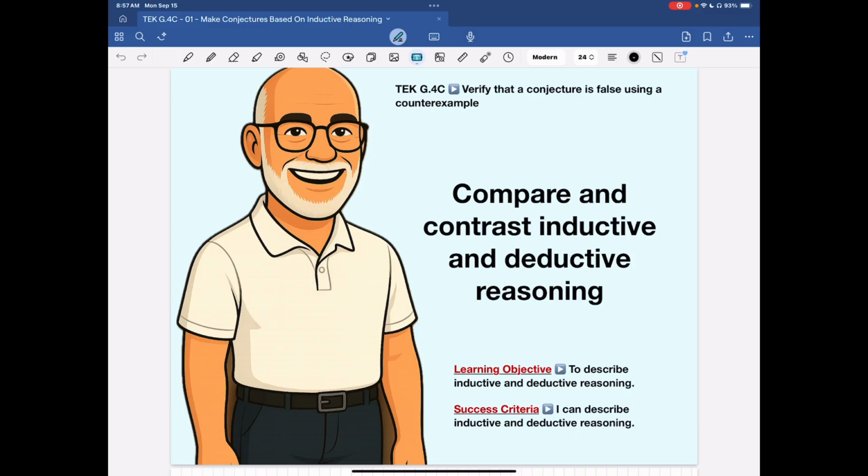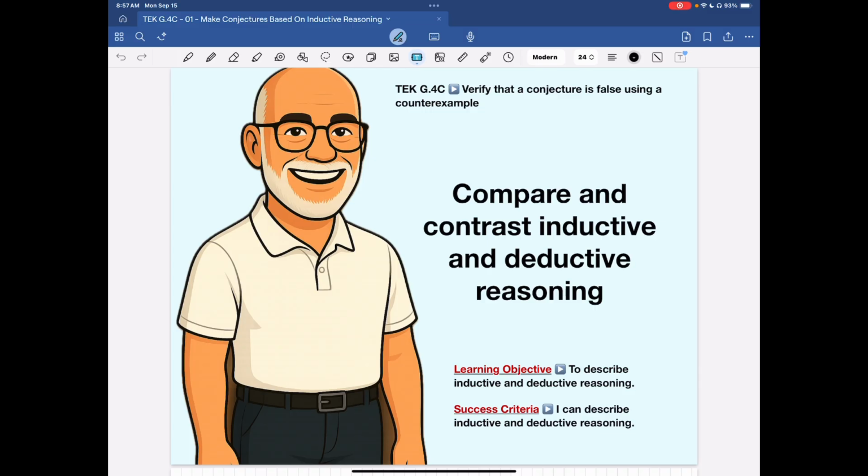Today's TEK is G4C, which is to verify that a conjecture is false using a counterexample. Now, today's video deals with comparing and contrasting inductive and deductive reasoning. So before we get to counterexamples, it's important for us to understand just what inductive reasoning and deductive reasoning are.